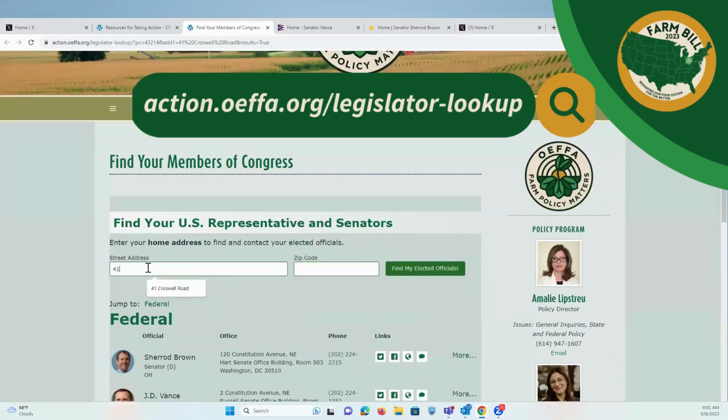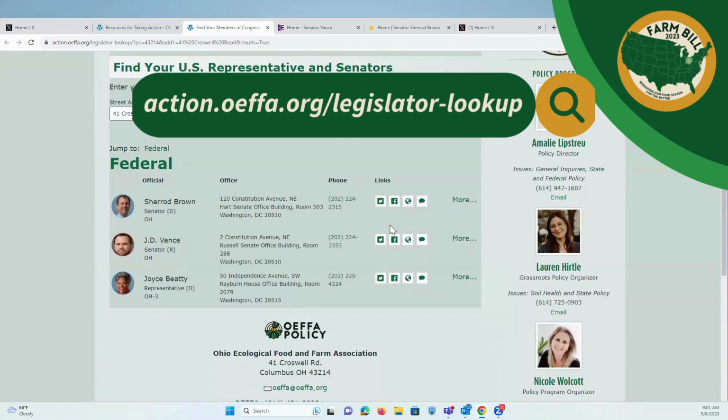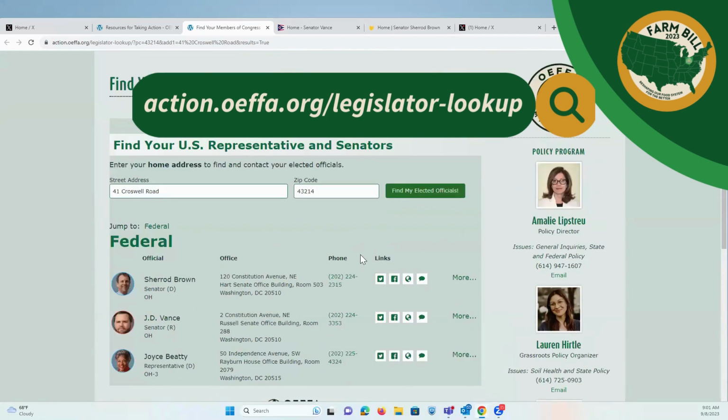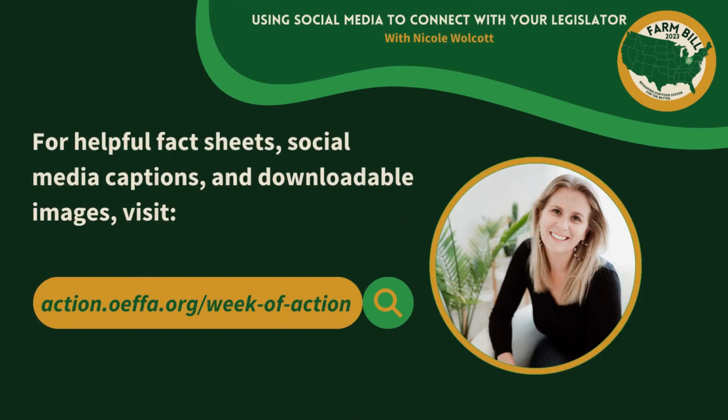On OEFFA's website, we also have a neat site where you can take a look at who your members of Congress are if you don't already know. Keep in mind when you're navigating to their social media pages, you should use their political-based pages, not their social media accounts that are for personal uses.